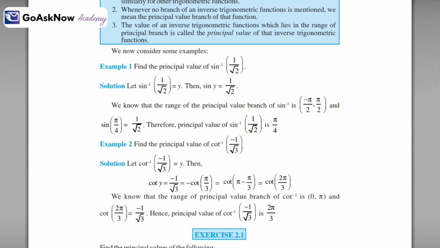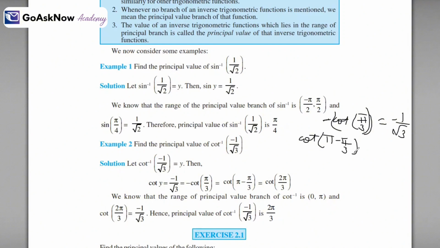Because you know that minus of cot pi by 3 will be equal to minus of 1 by root 3. The minus sign is there, so the cot pi by 3 value will be there, but with a minus sign. And we can write it like cot of pi minus pi by 3.